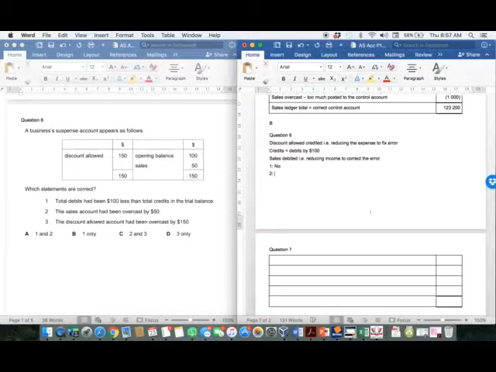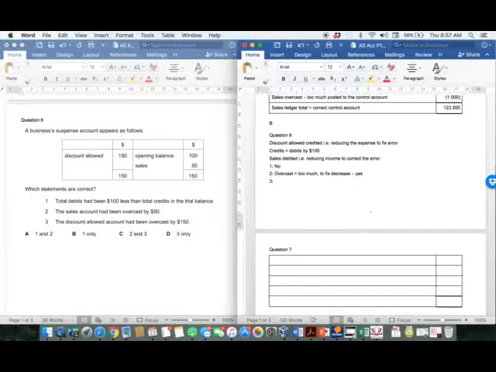Number 2, the sales account had been overcast by $50. Overcast means that it was too much. So to fix it, you would have had to decrease it or reduce it, which does agree with what we are talking about over here. We said that the sales was debited, in other words, reducing the income to correct the error. So therefore, the answer for number 2 is yes.